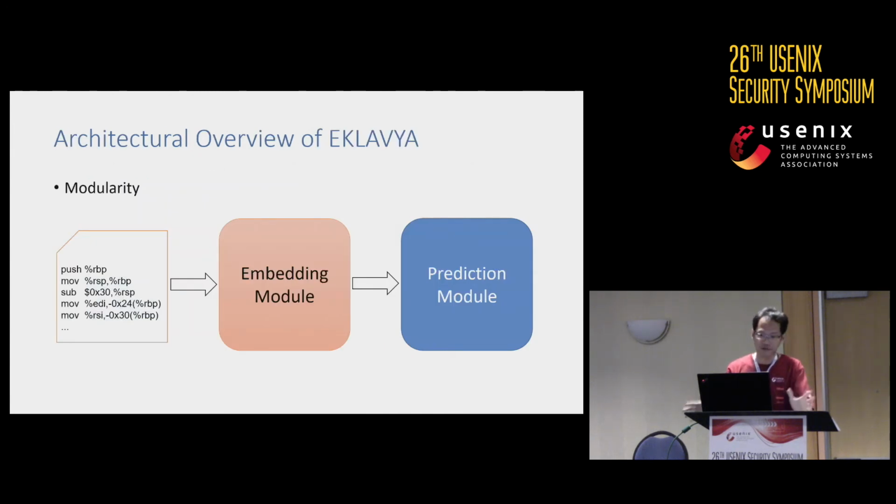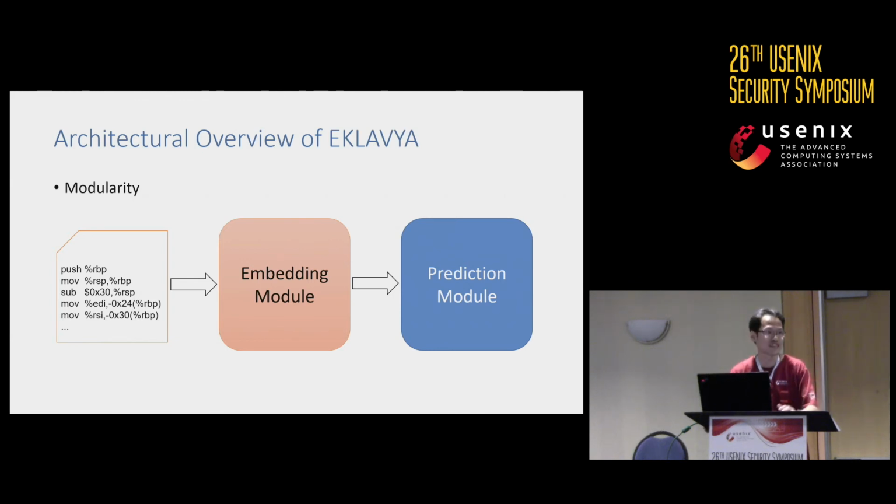So to wrap it all up, EKLAVYA consists of 2 main modules, the embedding module and the prediction module, which correspond to the 2 main functions we want to perform: learning instruction semantics and recovering argument signatures. This modular design of EKLAVYA allows it to be more explicable, since we can reason about each part separately and independently. And this modular approach allows the individual parts to be swapped out for a better approach in the future if one can be found.